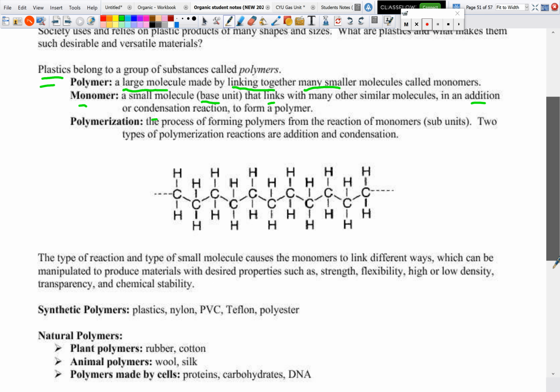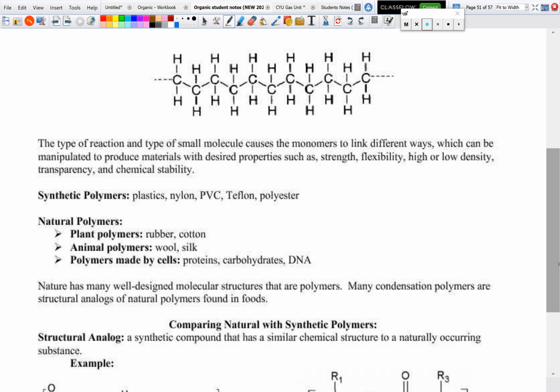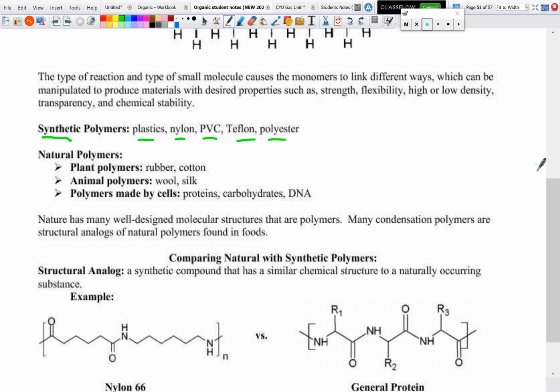So with polymers, most of these are synthetic. We will look at natural ones as well, but synthetic polymers are stuff that's man-made, like all plastics, nylons, PVC, Teflon, polyester, stuff like that. Natural polymers, when you look at rubber, cotton, wool, silk, proteins, carbohydrates, DNA, all these here, if they're naturally occurring in nature or in plants or animals, they're the natural polymers.